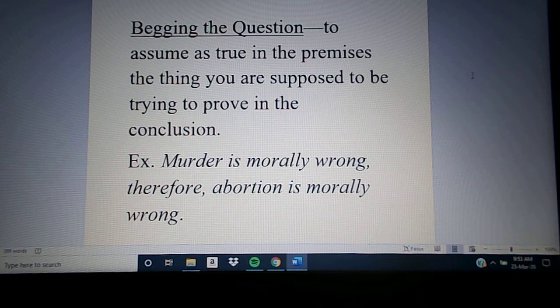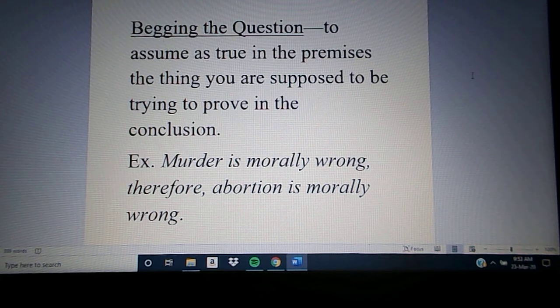In its simplest form, it would be as if I said, if I assume that A is true, it follows that A is true. Well, of course, that's obviously going to be the case, but it's not proving anything. Now, granted, begging the question arguments are usually more complex and the assumptions are more cleverly hidden, but the formula basically holds as is. So begging the question is to assume as true in the premises the thing that you're supposed to be trying to prove in the conclusion.